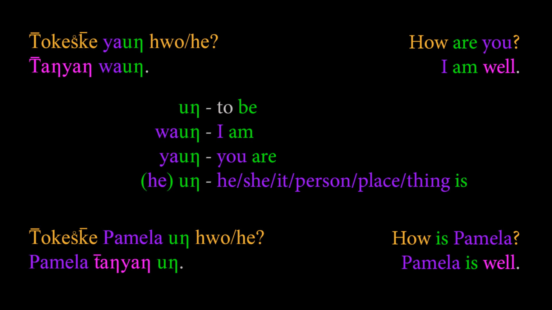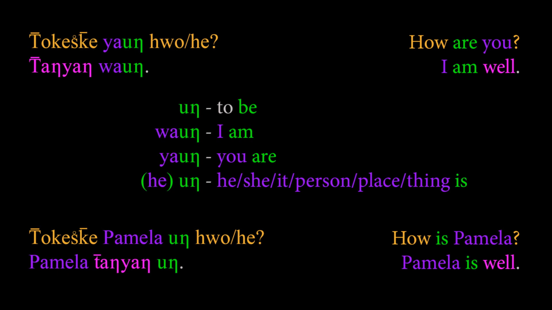Again, look towards the center of the screen and you see the word un. This means to be. Let's go down the little list here. There's 4 words. Wa, you see that means I am. And look at the purple. The wa is purple and the I is purple in the English side. This wa means I. And look at that. In Lakota, it's 1 word. In English, it's 2. It's very important to realize this.